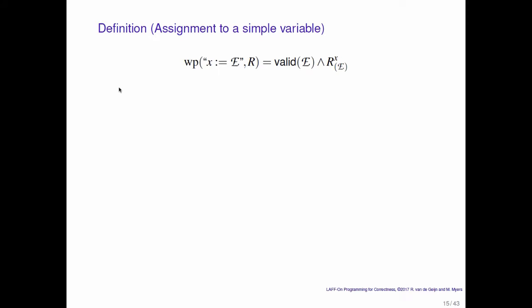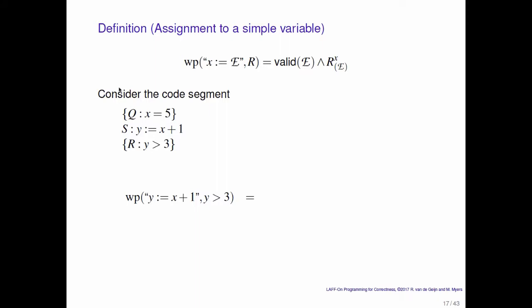So here we've repeated that, and let's now use that with the code segment that we discussed earlier. Let's look at the weakest precondition of y being replaced by the expression x plus 1, leaving you in a state where y is greater than 3. And instead of doing this informally, we're now going to do this formally. So here let's first identify what the expression e is. It is the expression x plus 1. And let's clearly identify what the postcondition r is.